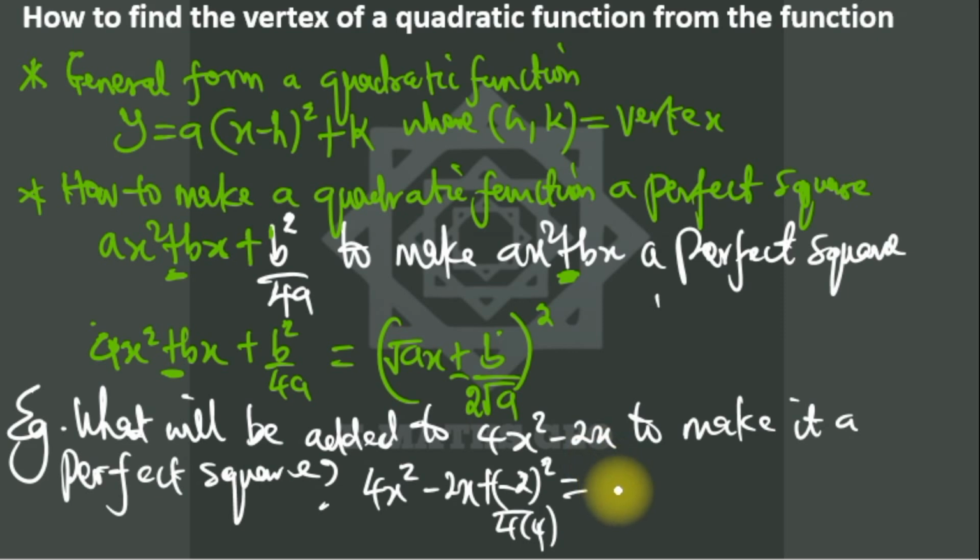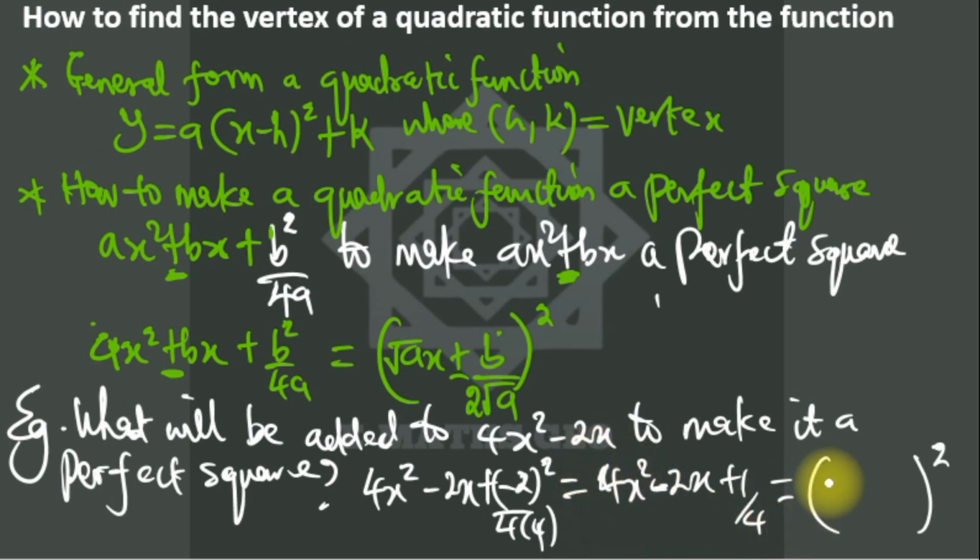Which is now 4x squared minus 2x plus 1 over 4. So we'll add 1 over 4 to make it a perfect square. The answer is 1 over 4. It will turn to this: the square root of 4x squared is 2x, minus the square root of 1 over 4, which is 1 over 2. So that's the perfect square now once you add 1 over 4.